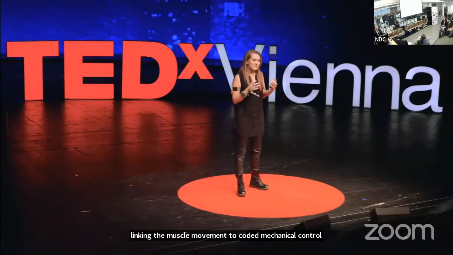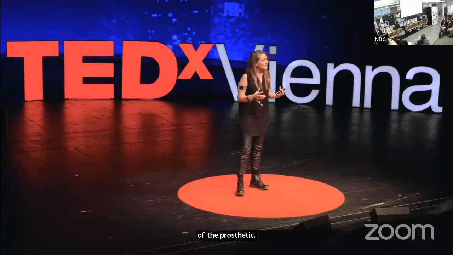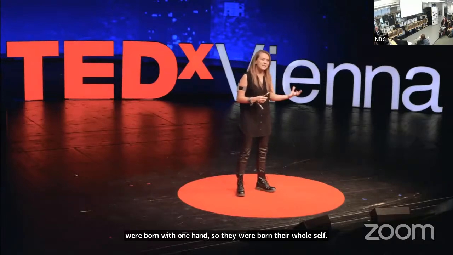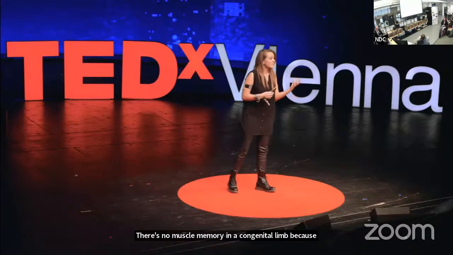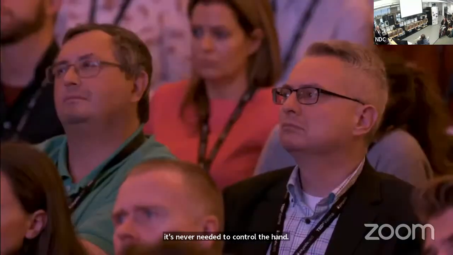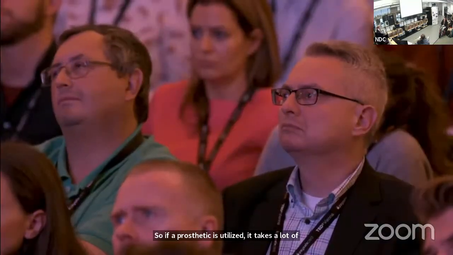Congenital one-handers are different to amputees. They were born with one hand, so they were born their whole self. There's no muscle memory in a congenital limb because it's never needed to control a hand. So if a prosthetic is utilized, it takes a lot of training because the brain needs to be taught to operate the muscles to use this new extension.